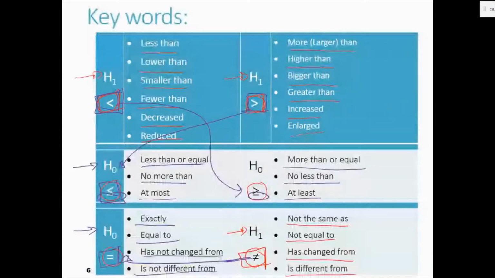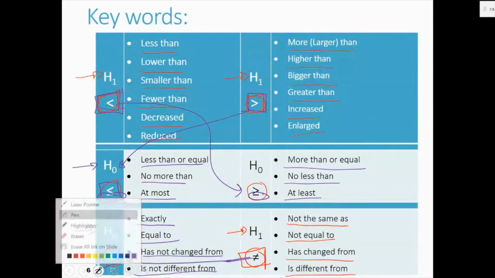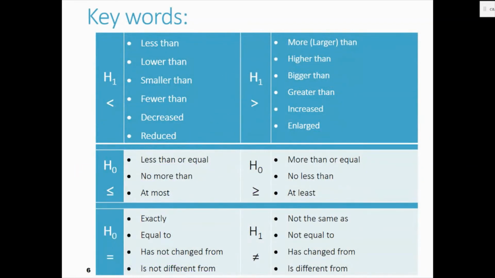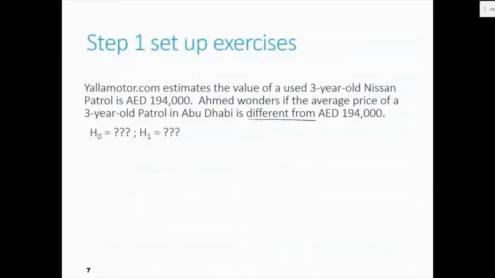Different from. Now, let me erase this here. All right, different from, right here. So what is different from? Not equal to for my H1. And that means for my H0, it will be equal to. So equal and not equal to. So when I have my H0 and H1, then we are talking about the average price. Mean, equal, and not equal to.